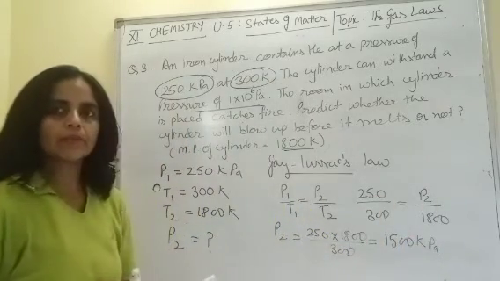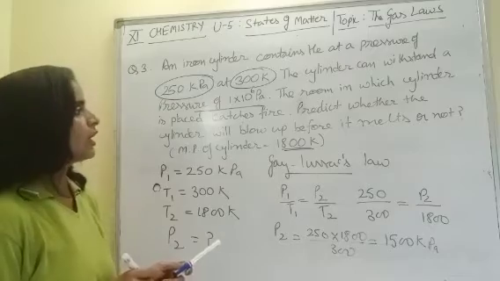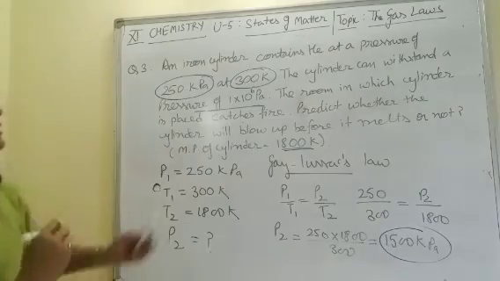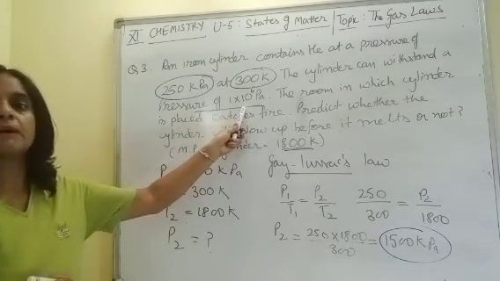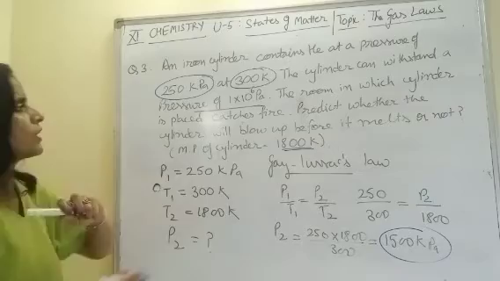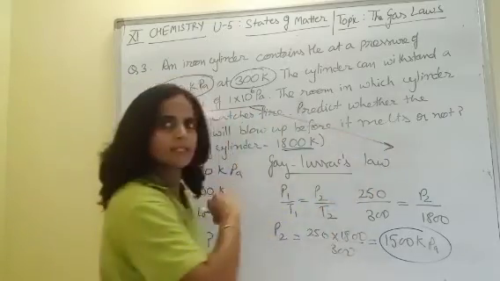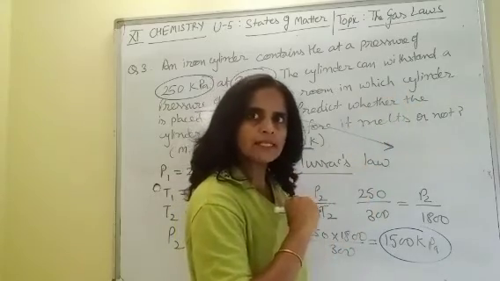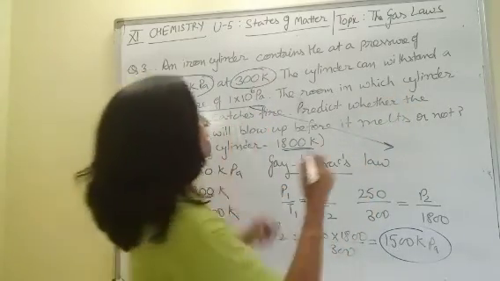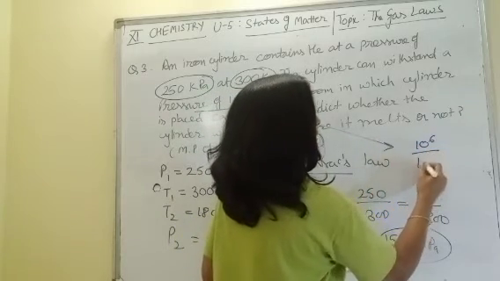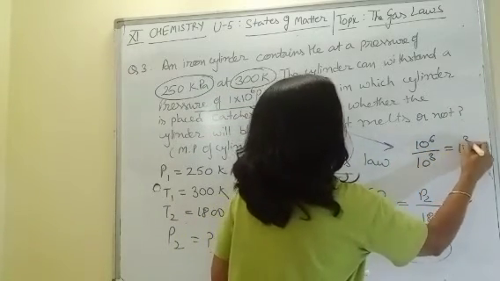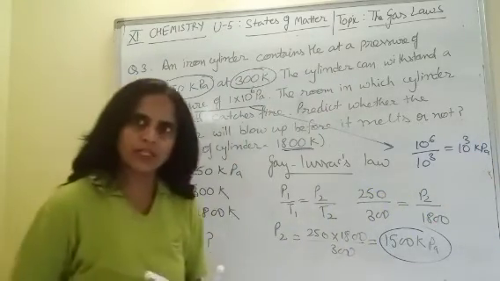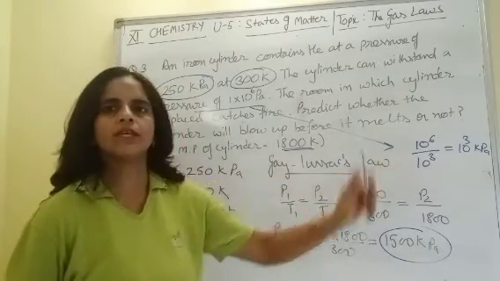This is the answer coming. Now compare this answer with how much pressure the cylinder can withstand. This is 1 into 10 to the power 6 Pascal. Just convert this into kilopascal to compare it with the answer. So 1 kilopascal equals 1000 pascals. So 10 to the power 6 Pascal is equal to 10 to the power 3 kilopascal. It means this is the safe pressure for the cylinder, 10 to the power 3 kilopascal.